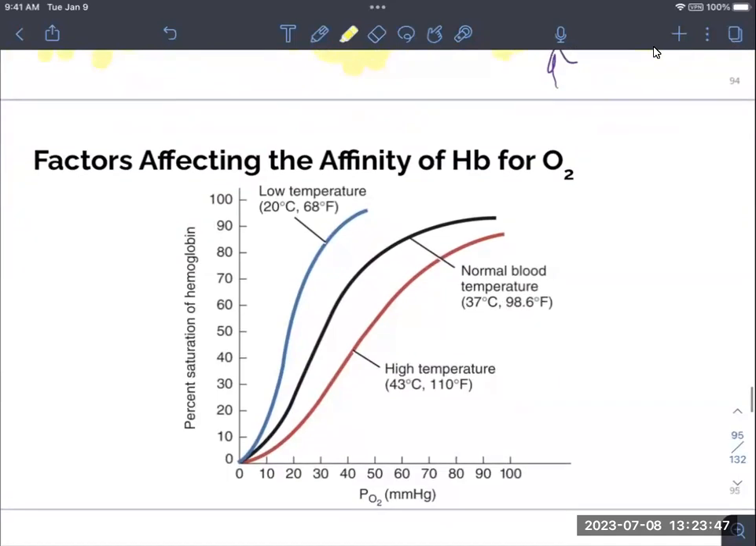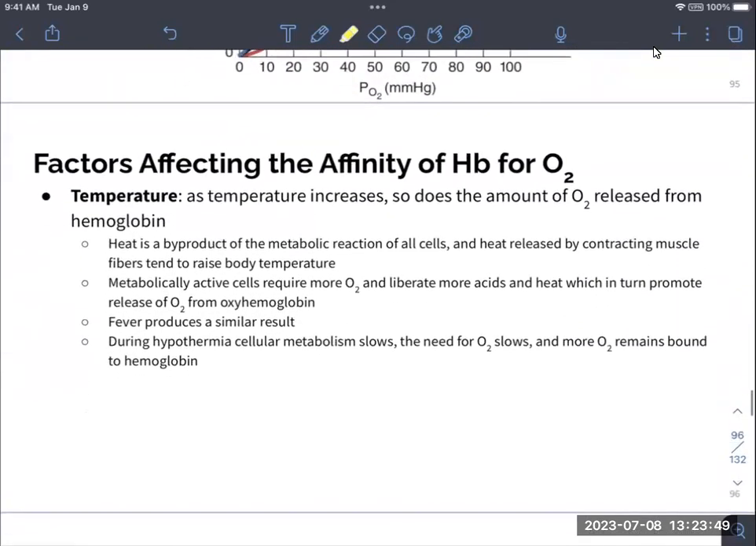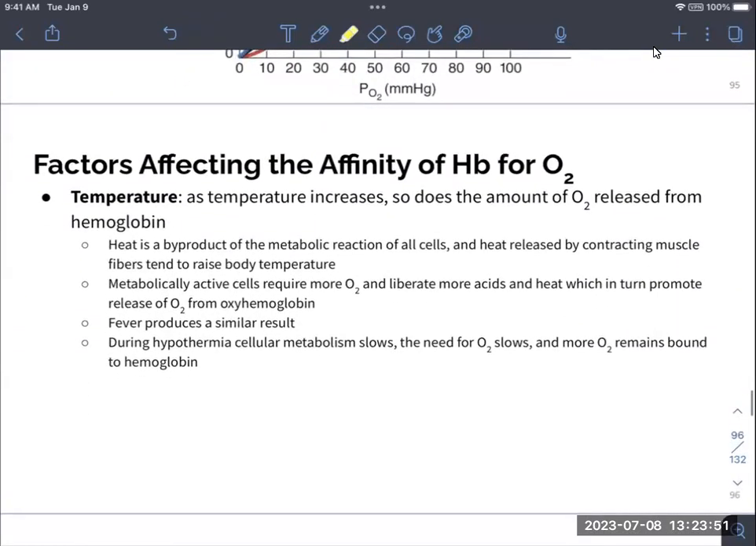This next one, temperature. Temperature is going to play a role. So as your body temperature gets higher, that hemoglobin is also going to release oxygen. Heat is a byproduct of any metabolic reaction that is happening. Heat is released anytime a muscle contracts.